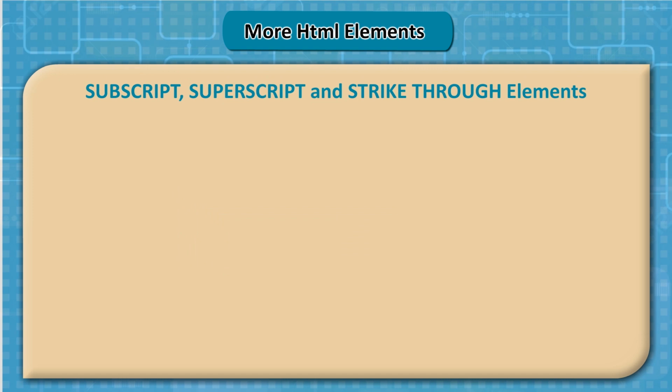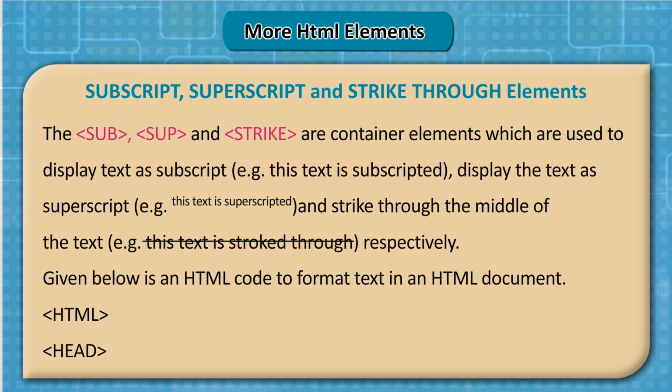Subscript, superscript and strike-through elements. The sub, sup and strike are container elements which are used to display text as subscript, e.g. this text is subscripted, display the text as superscript, e.g. this text is superscripted, and strike through the middle of the text, e.g. this text is stroked through, respectively.